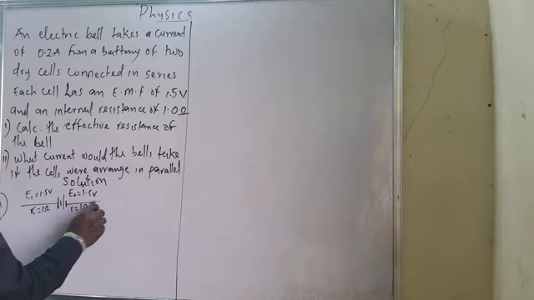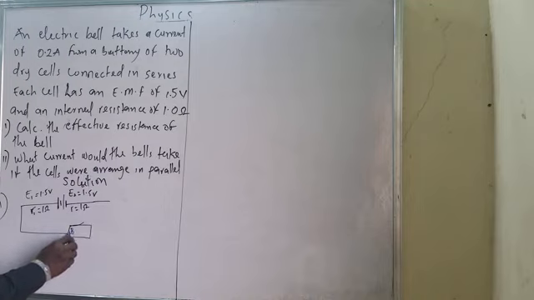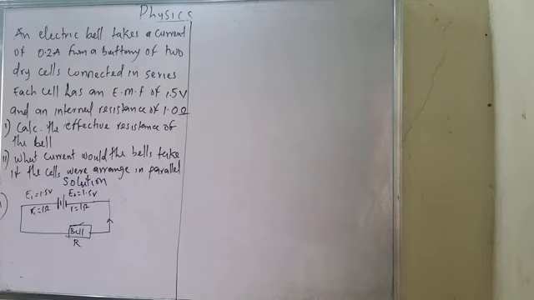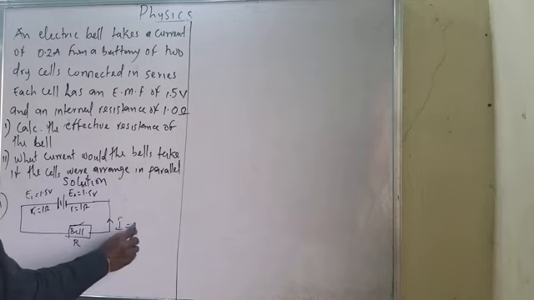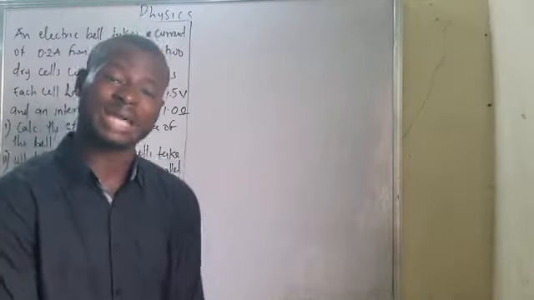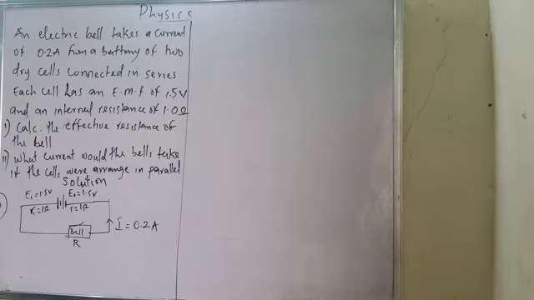Now, let me continue my drawing. Let me call this place a bell, which is my R, known as big R. Current is flowing, and my current is 0.2 ampere. By doing this, my problem is half solved on number 1.